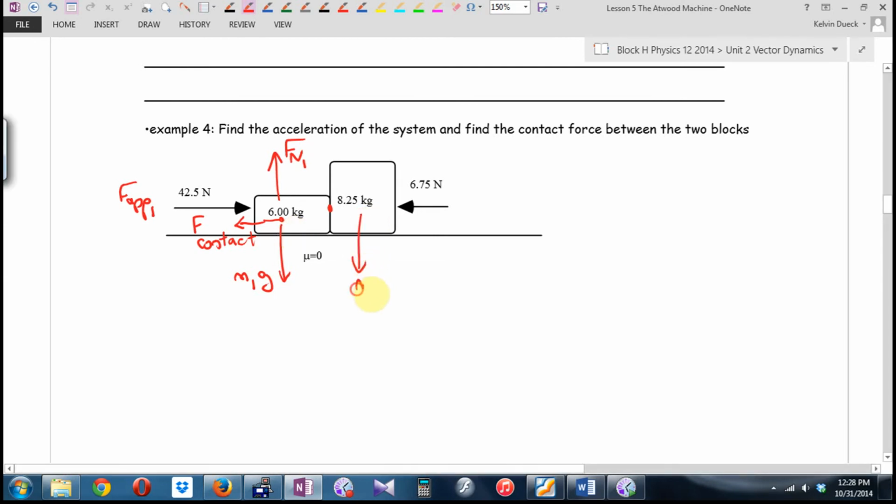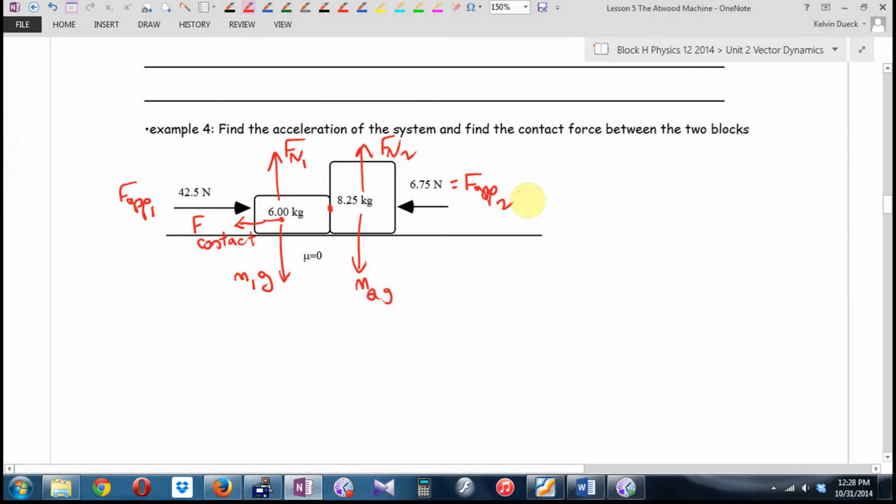Get the obvious one, M2G. Normal force number 2. What else? We have F applied pointing to the left. Oh, F applied number 2. What else?